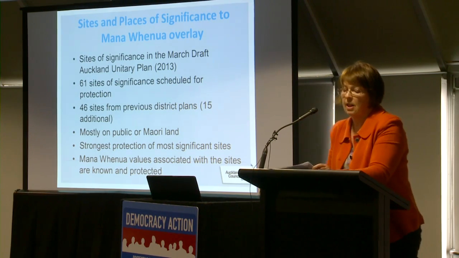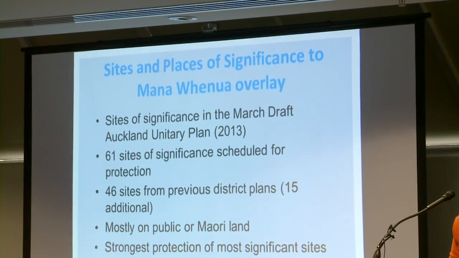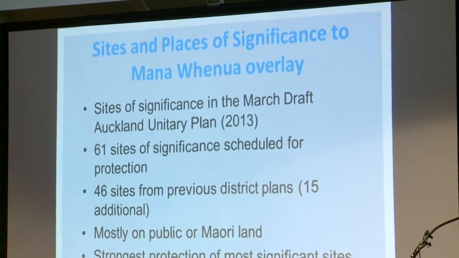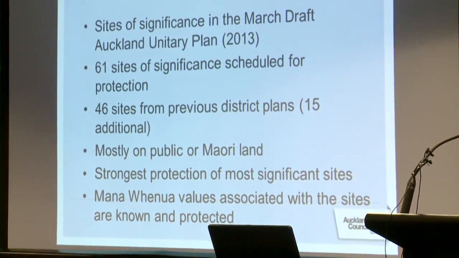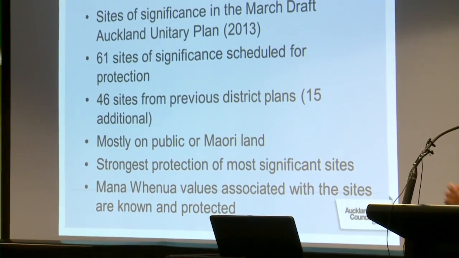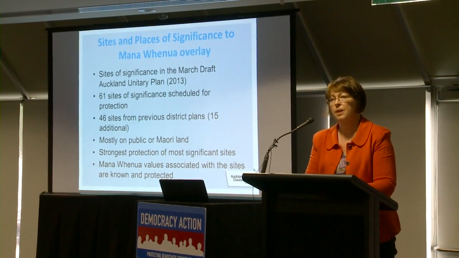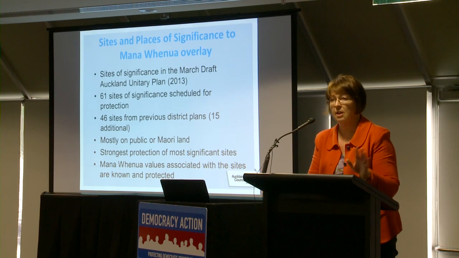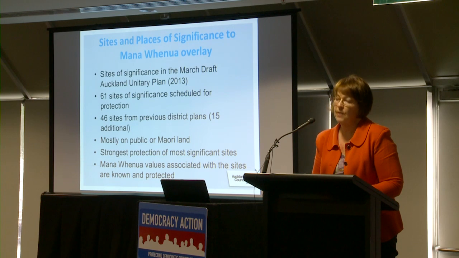Going particularly to sites and places of significance to mana whenua. So these are sites of significance. There's 61 of them in the proposed unitary plan. 46 of those sites were from previous district plans. So they were in Legacy Council district plans as protected as sites of significance. We've had 15 that have been identified by mana whenua and have been added as sites of significance. They're mostly on public or Māori land, and it's the strongest protection of the most significant sites. The mana whenua values associated with the sites are known and protected.